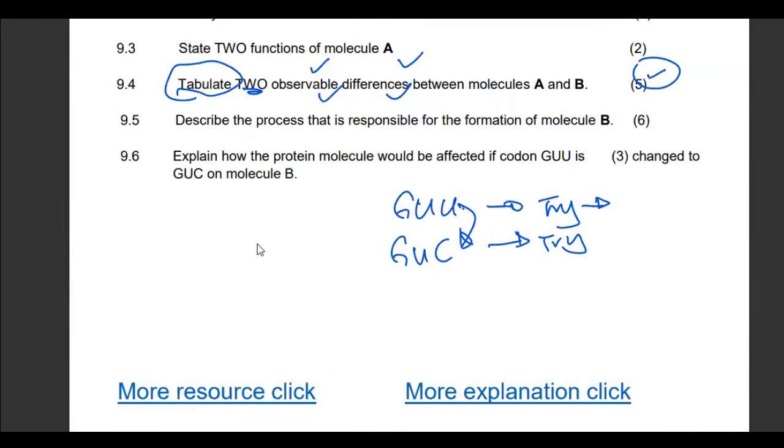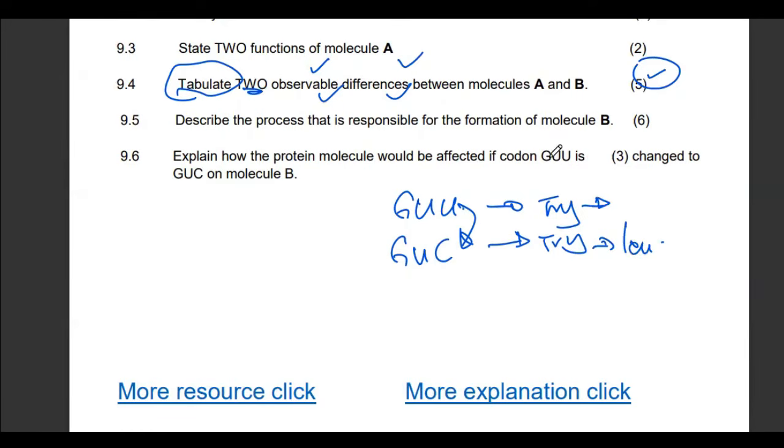is tryptophan and then this one codes for, for example, leucine, then it means that there will be a change in the functioning of the protein, because this is tryptophan and then this is leucine. Therefore, a different protein will be formed, and the functioning of the protein will also change. So explain how the protein molecule would be affected if this is changed to this.